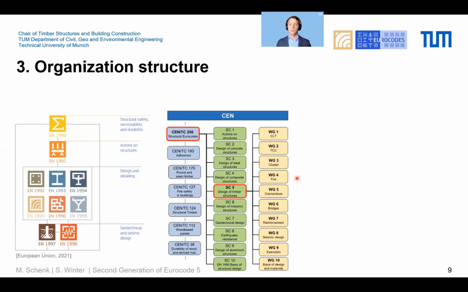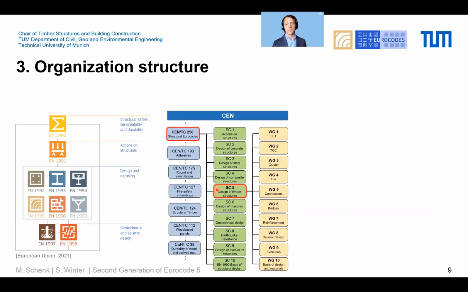Standardization work under the supervision of the European Committee for Standardization, short CEN, is conducted by technical committees, TCs. Shown here are the TCs of relevance for the timber sector. TC 250 is the committee responsible for the structural Eurocodes. Based on the 10 codes, TC 250 is subdivided into 10 subcommittees. The timber design standard Eurocode 5 is developed in subcommittee 5 under the lead of the chair, Professor Winter, and the SC5 secretary, Annika Stenmark, from SIS, the Swedish Standardization Organization.